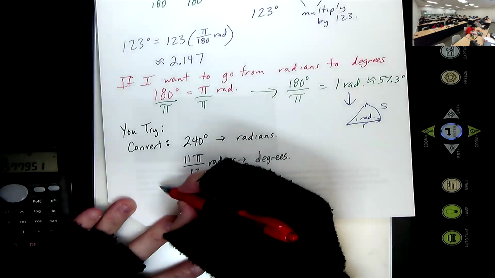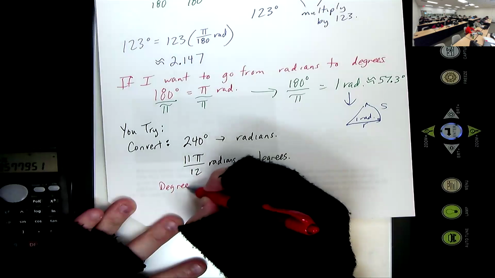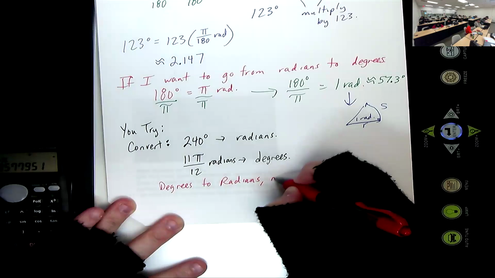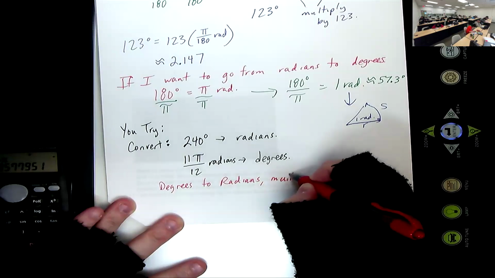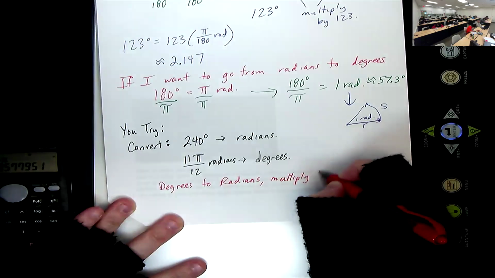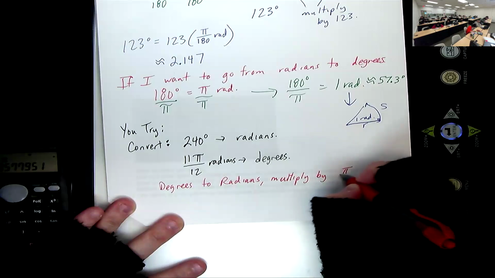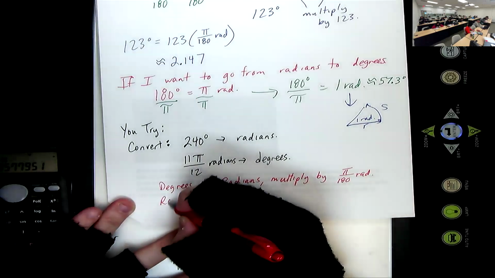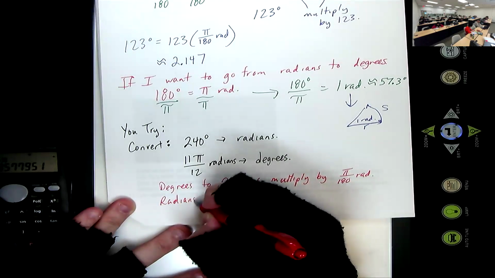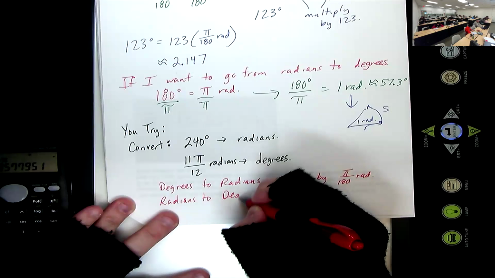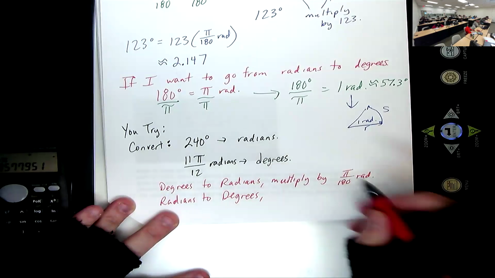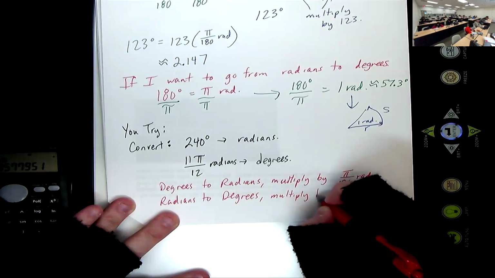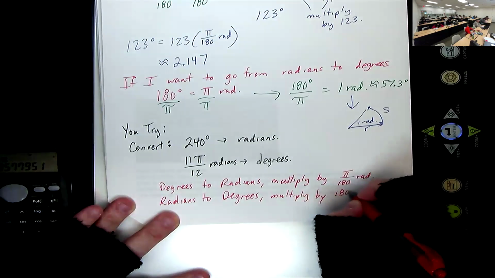I'll write down a nice little recap here. Degrees to radians: multiply by pi over 180 radians. Radians to degrees: multiply by 180 over pi.